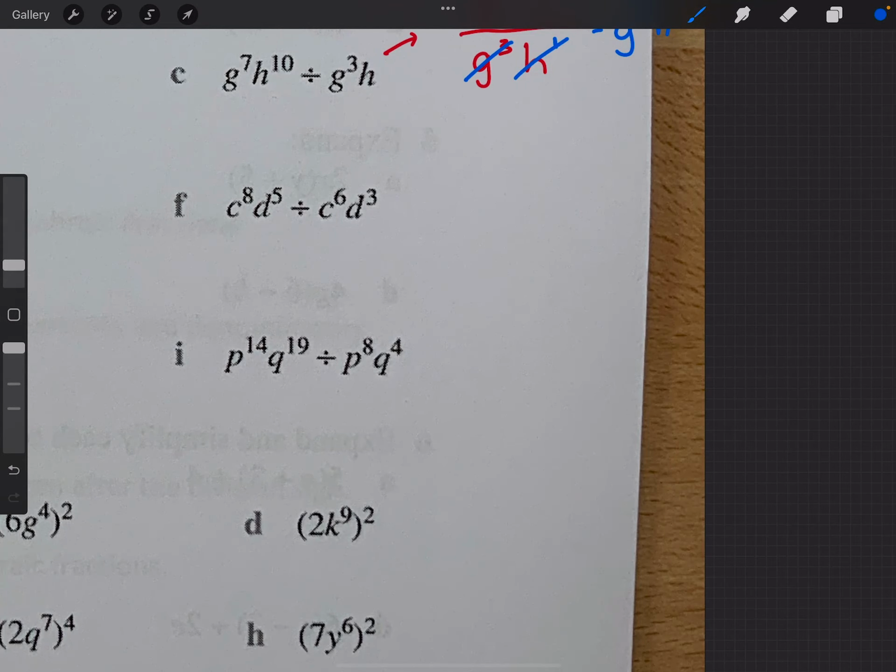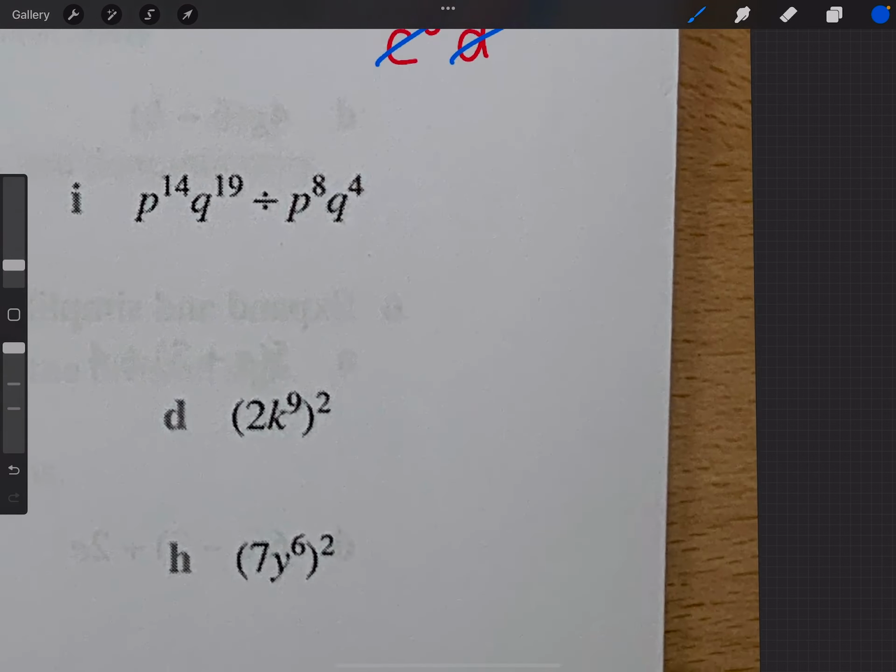Question F. Okay, so question F, we put it into a fraction. c to the 8, d to the 5, divided by c to the 6, d to the 3. I can cross this out: c to the 8 divided by c to the 6, you take away the 6 and you get 2. Then d to the 5, take away 3, take away 3, this is gone. This becomes d to the 2. So the answer is c squared, d squared.